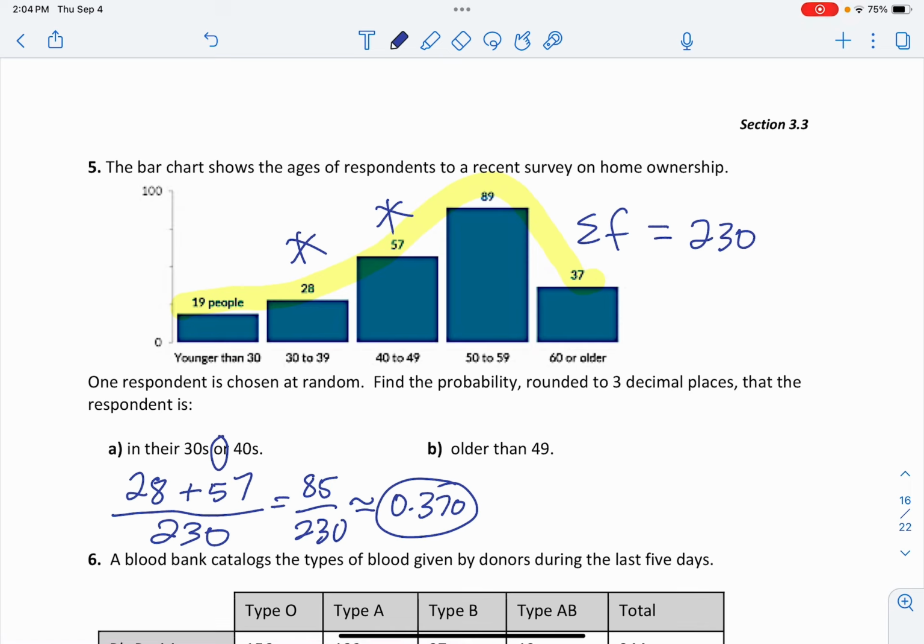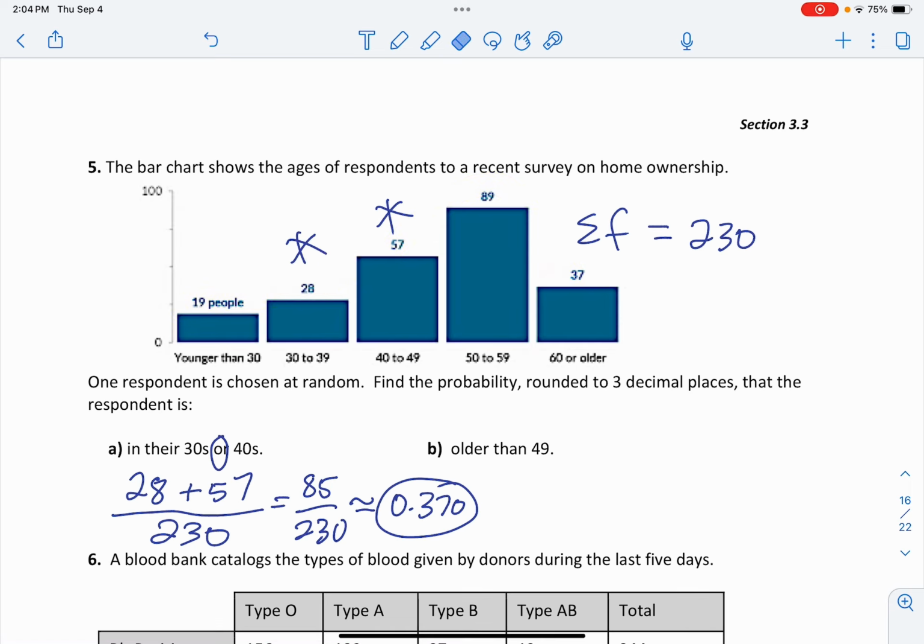How about older than 49? Older than 49 would be these guys, right? So we have 89 and 37.